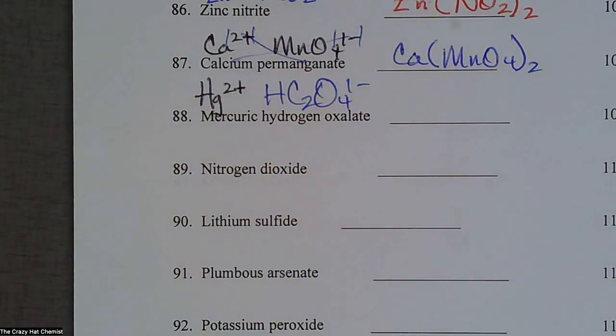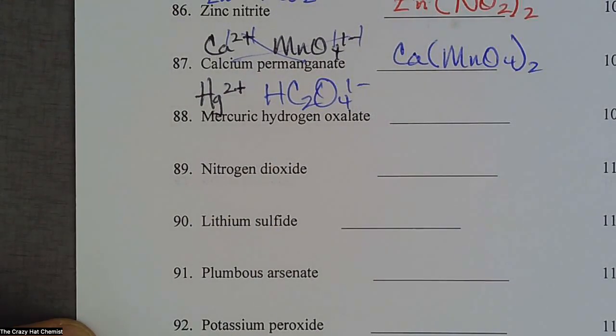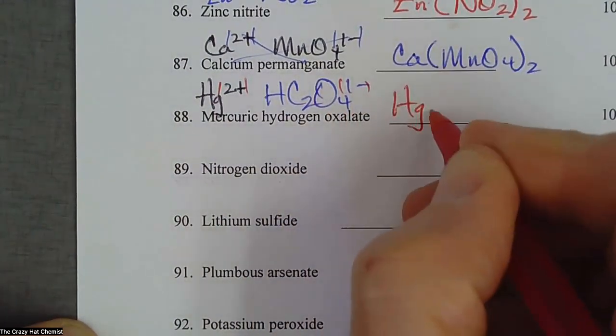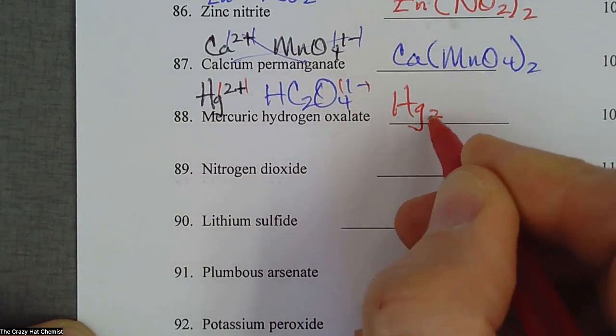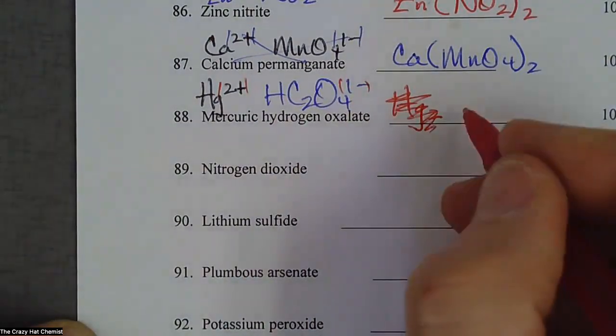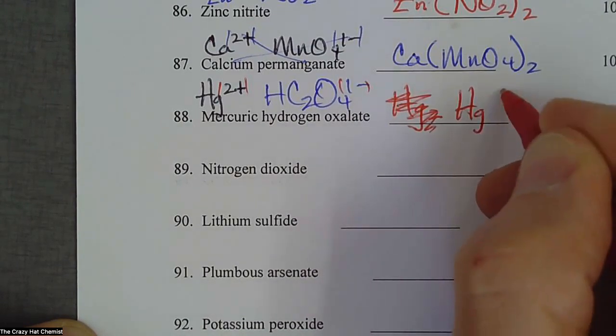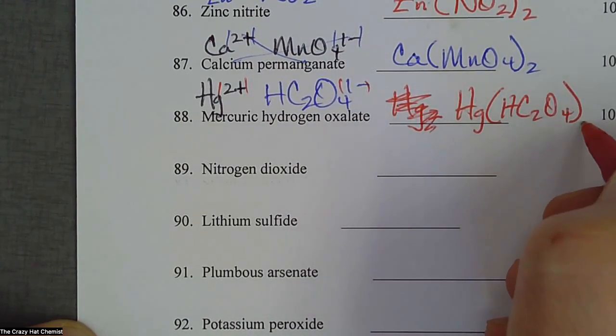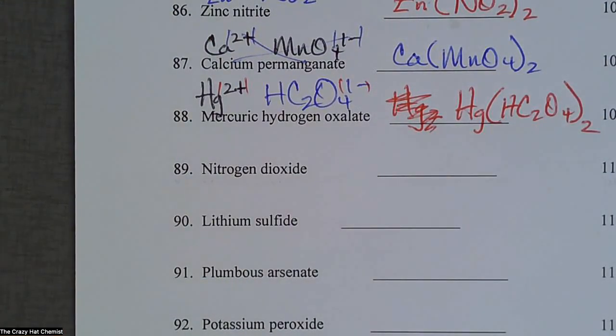All right. So we're going to take the absolute value of these two numbers, flip the numbers, bring it down. Hg2, that 2, hold on just a moment. Hg, parentheses, HC2O4, parentheses, Na2. That is it for mercuric hydrogen oxalate.